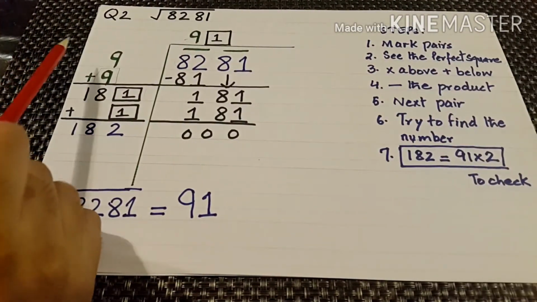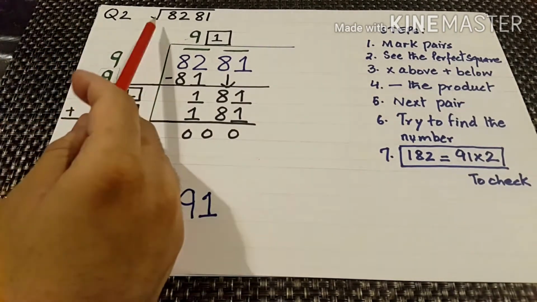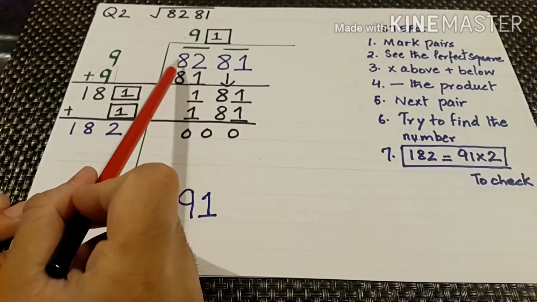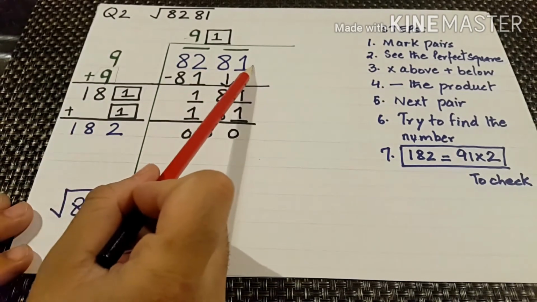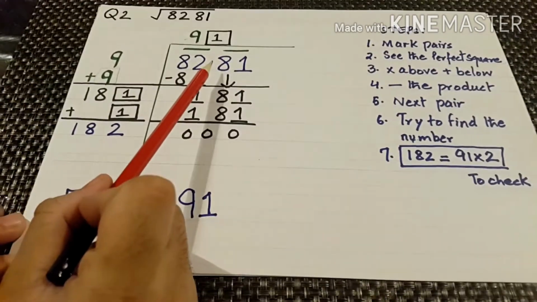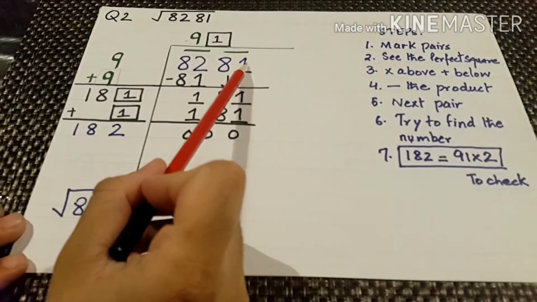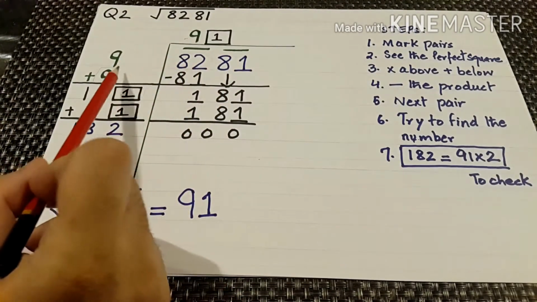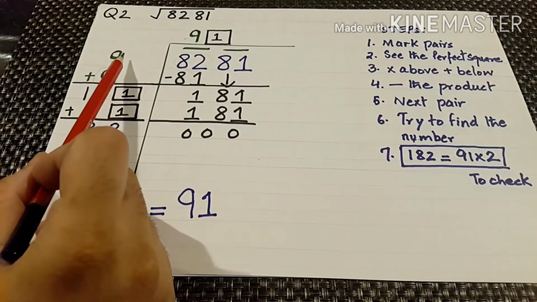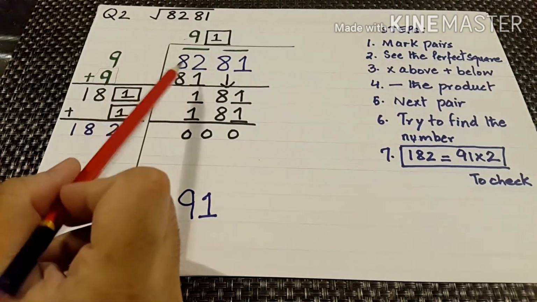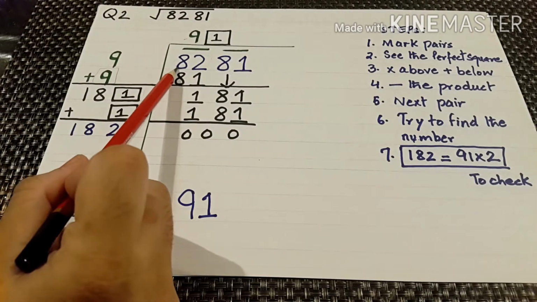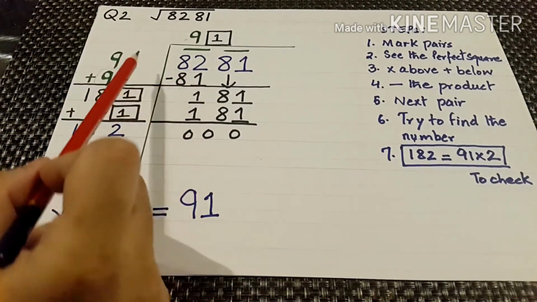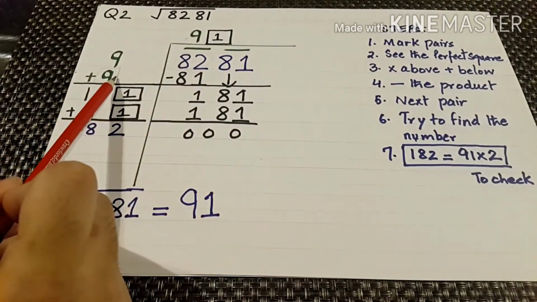Now let's do one more question. We have to find the square root of 8281. So we write it in this form, 8281. The first step is we have to make the pairs. Now we will make the pair 81 and 82. Now we have to find a number that is multiplied by itself and we get the number closer to 82. So we know that 9 times 9 is 81. So we will write 9 here and 9 here.